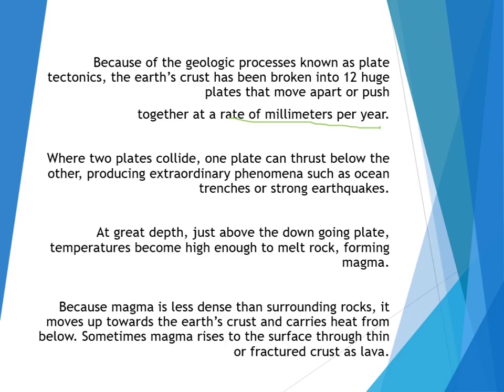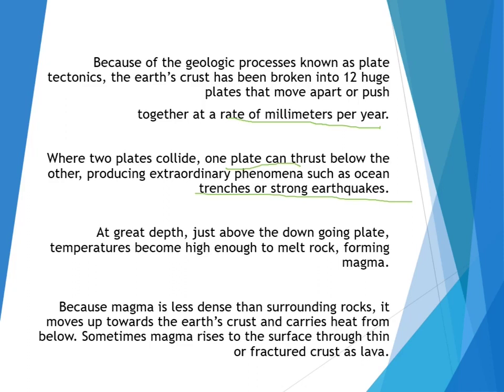When two plates collide, one plate can thrust below the other, producing extraordinary phenomena such as ocean trenches and strong earthquakes. At great depth, just above the downgoing plate, temperature becomes very high. That's why it melts the rock, which forms magma. Because magma is less dense than the surrounding rocks, it moves up towards the earth crust and carries the heat from below. Sometimes magma rises to the surface through thin or fractured crust as lava.